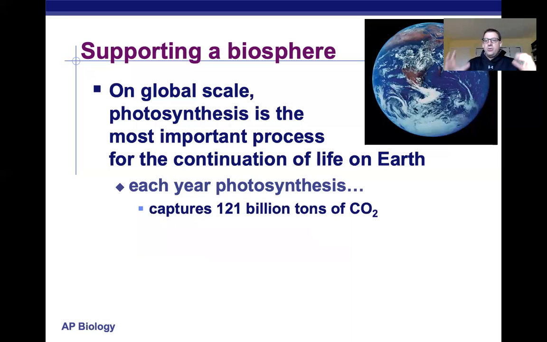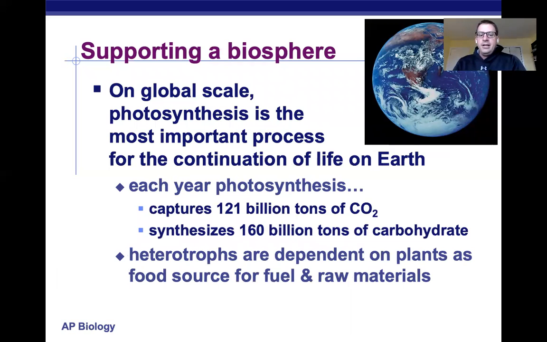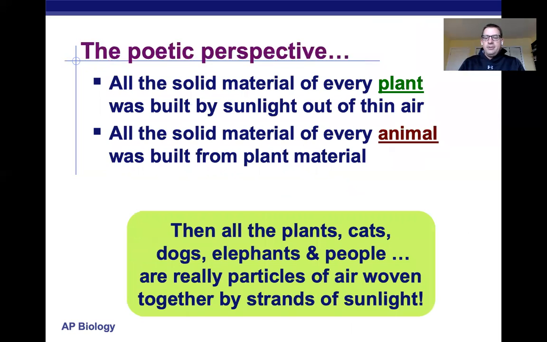It captures about 121 billion tons of CO2 out of the atmosphere and generates about 160 billion tons of carbohydrate. Okay, and recall, heterotrophs are dependent on plants as a food source for their fuel and their raw materials. All right, and so everything is just kind of a poetic perspective, kind of an artistic perspective, that everything on this planet is really particles of air, like carbon dioxide, woven together by strands of sunlight.